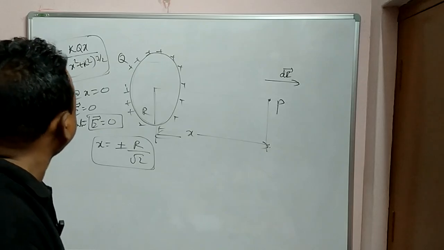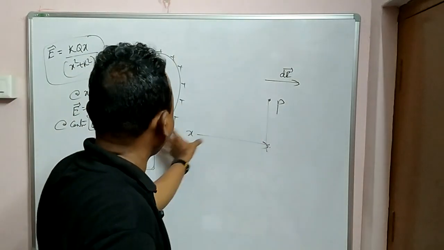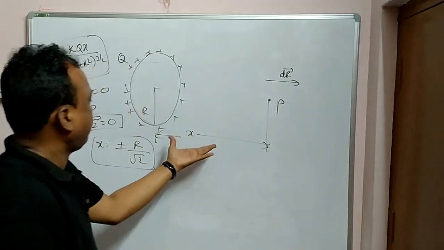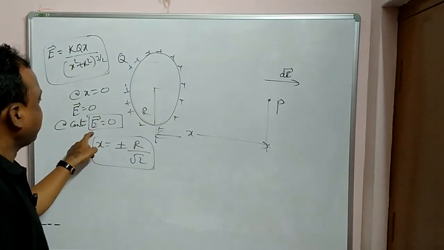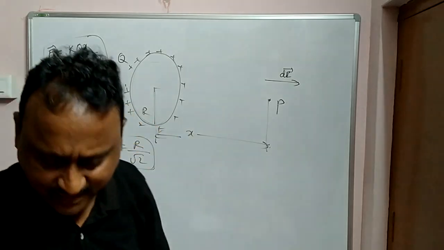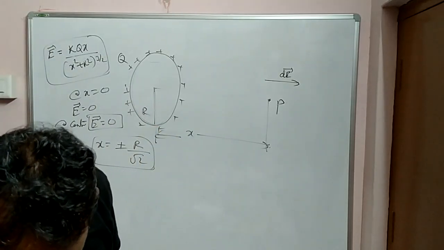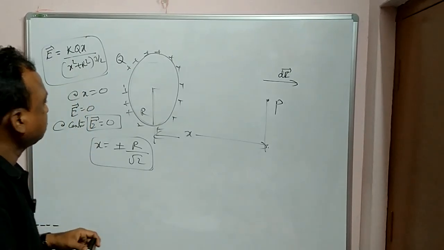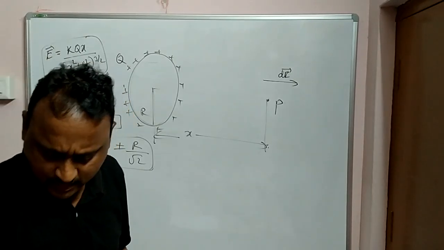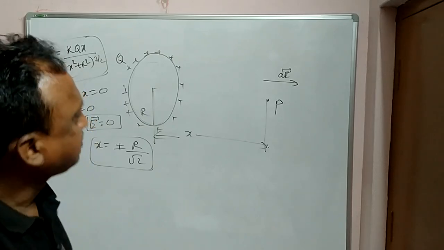Clear? So the only thing is the center point, it's very, very important. When x is equal to 0, that means at the center E is equal to 0 because no charge is at the center. Okay? Very, very important. Noted down? Right. Now, if you want, you can draw a graph also in the examination.